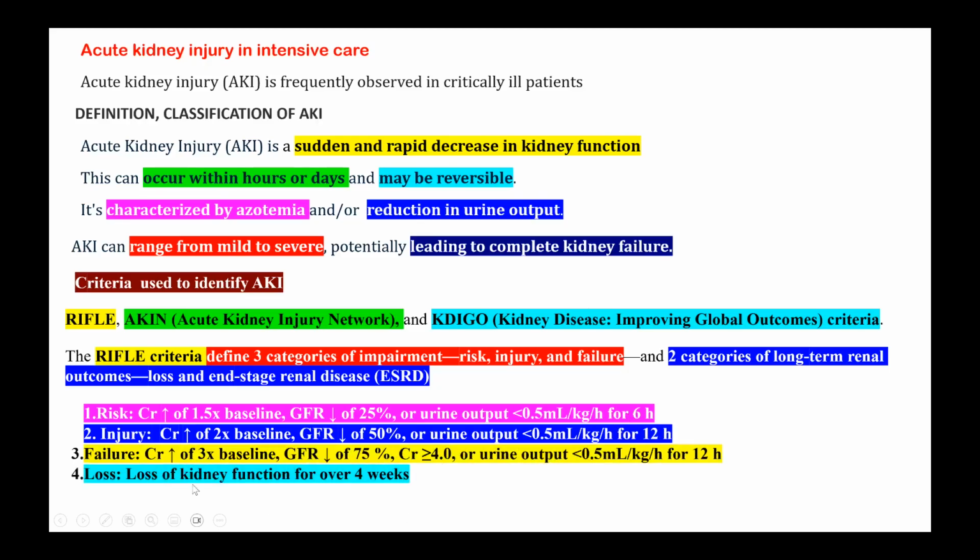When there is a loss, the loss of kidney function happens for over 4 weeks. That is, it may take 4 weeks to completely recover. Then it is called loss of kidney function. And ESRD is when the function is lost for more than 3 months, that is, the creatinine is always high and the urine output is low, and the patient sometimes requires renal replacement therapy. And after 3 months, it may become normal also. So this is the outcome that you will see in this RIFLE criteria.